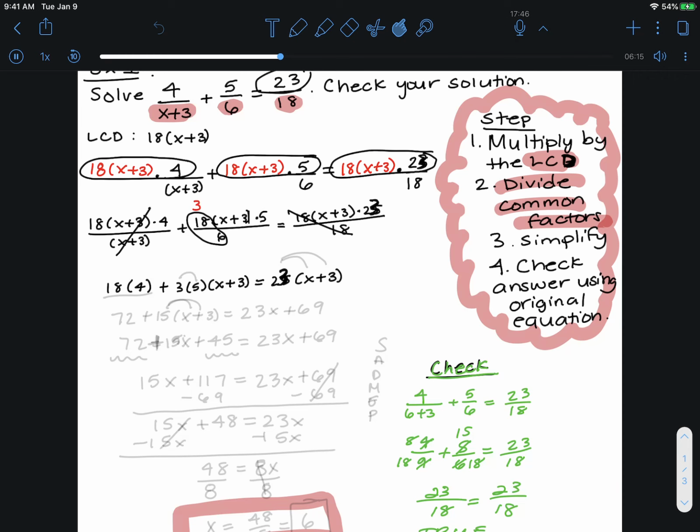Now you can multiply 18 times 4. 18 times 4 is going to be 72. 3 times 5 is going to be 15, and then 15 times x plus 3. Then you're going to get 23 times x, which is 23x, and then 23 times 3, which is 69. So now 15 times x is going to be 15x.